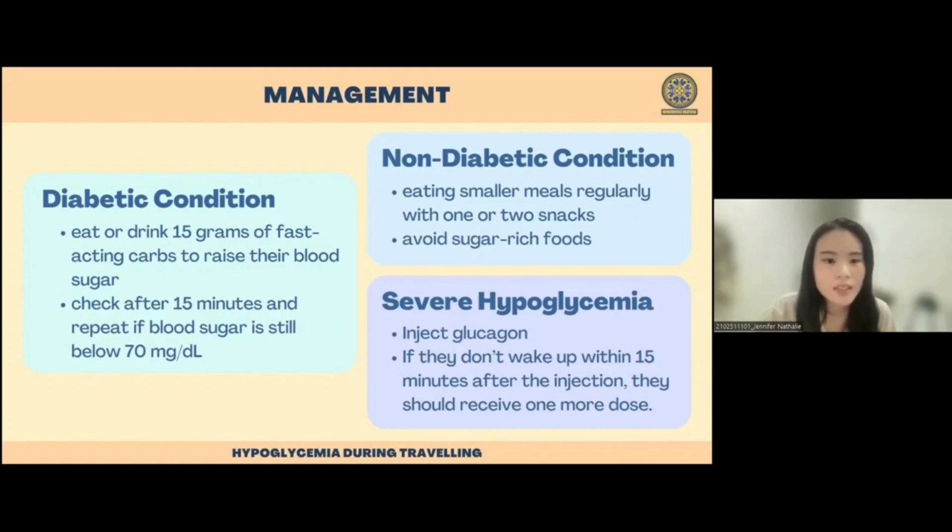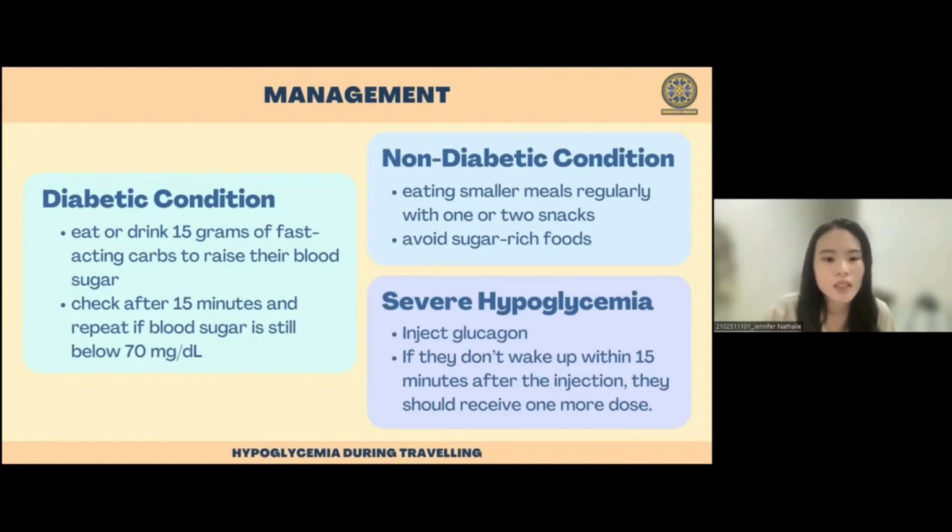In severe cases of hypoglycemia with blood sugar levels below 55 milligrams per deciliter, injectable glucagon should be administered. If the patient lost consciousness, they typically regain consciousness within 15 minutes after the injection. However, if they do not wake up within this time frame, a second dose should be given.